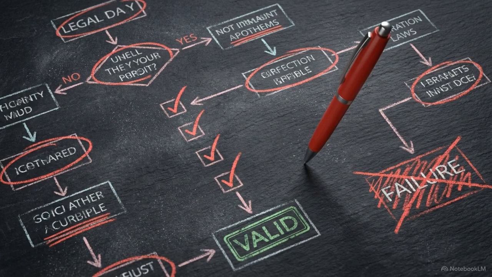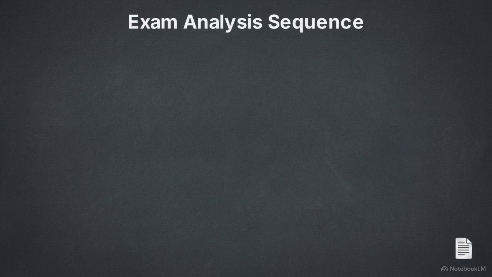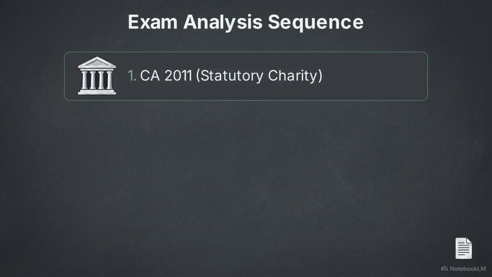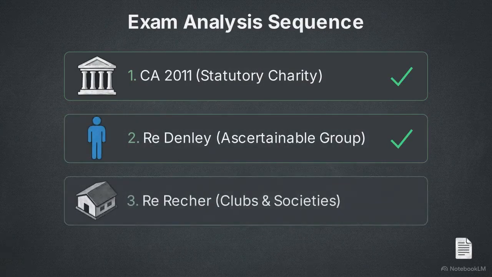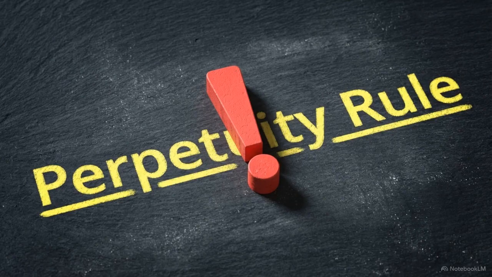Analyzing purpose trusts relies on a rigid, step-by-step diagnostic process. Skipping a single test guarantees legal failure. Execute your exam analysis in this exact chronological sequence. Always test statutory charity first. If that fails, test Denley. If the recipient is a club, apply the Re Recher construction. If the trust falls out of the charitable safe harbor, you must immediately apply the 21-year perpetuity rule.